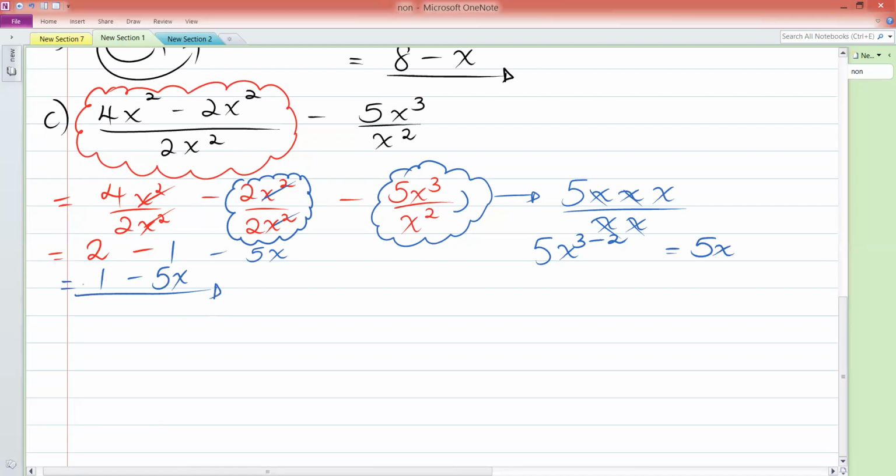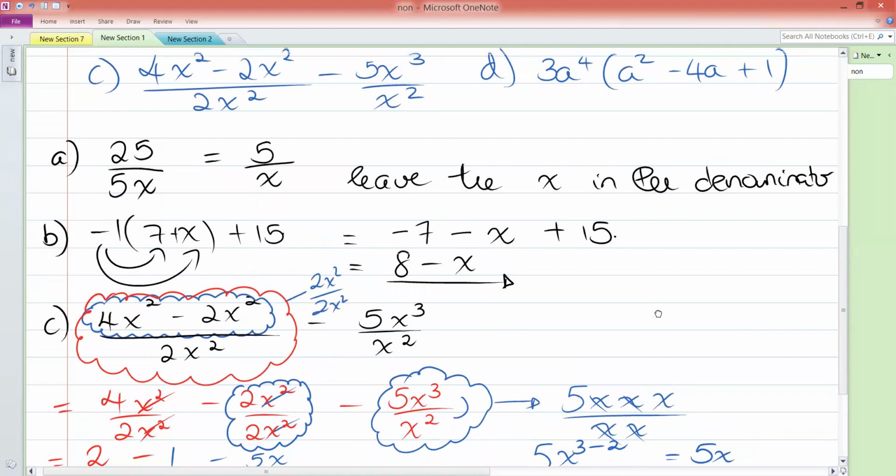That's your answer. Some people, if you've got a quick eye, would have noticed that in the numerator here, these are like terms. So what could you have done straight away? You could have just said 4x squared minus 2x squared. That gives you 2x squared. So you could have gotten to 2x squared straight away, and that would automatically give you 1 when you divide them. Right. So that was question C.